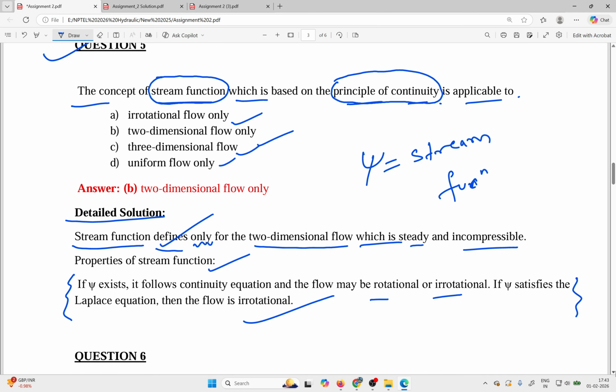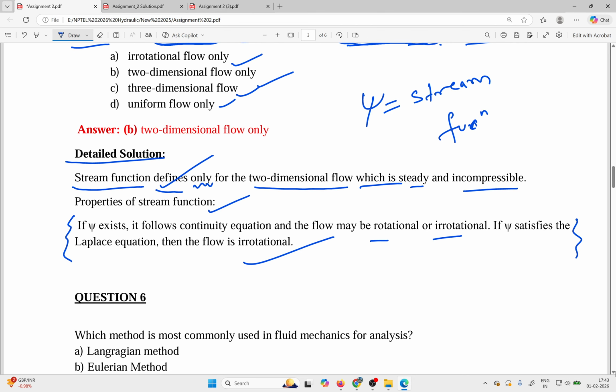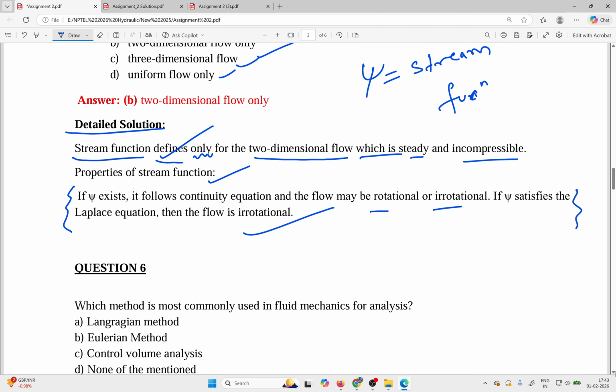Okay. Next question, question number 6. Which method is most commonly used in fluid mechanics for analysis? Lagrangian method, Eulerian method, control volume analysis, or none of the above. Here I'll also give you some concept about what the Lagrangian approach, the Eulerian approach, and control volume analysis are.